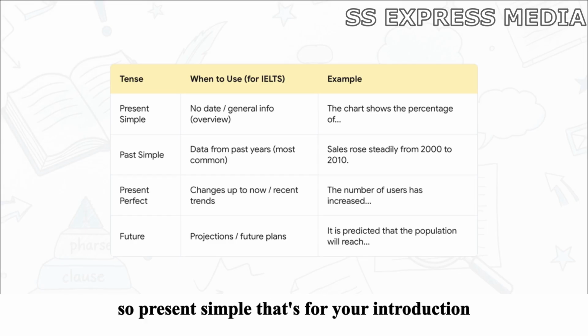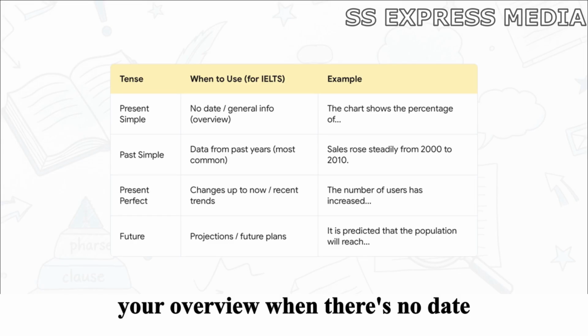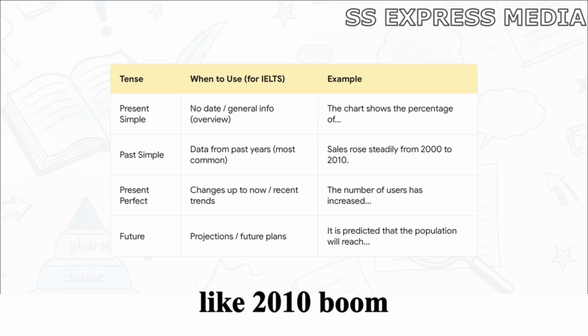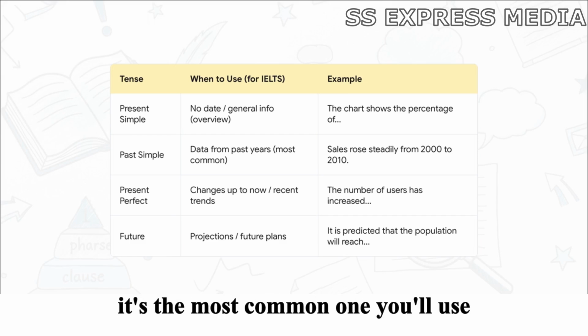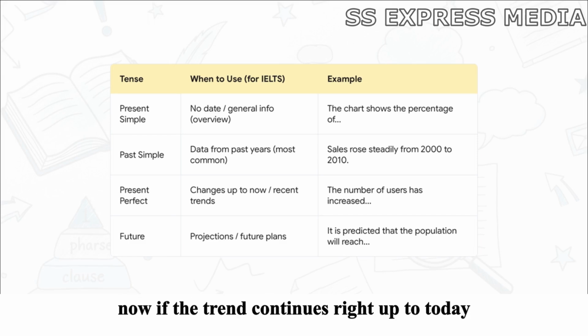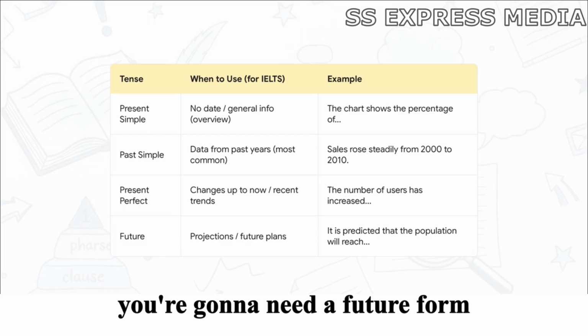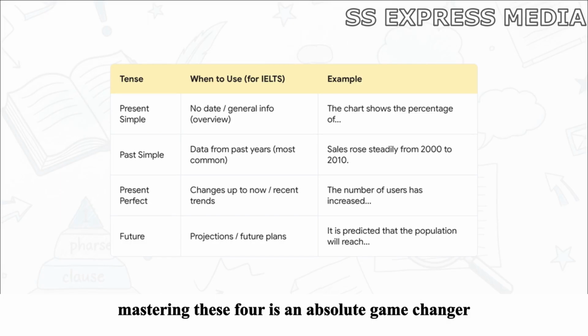So, present simple. That's for your introduction, your overview when there's no date. The chart shows. Easy. See past dates on the graph like 2010? Boom. Past simple is your best friend. It's the most common one you'll use. Now, if the trend continues right up to today, that's when you bring out the present perfect. The number has increased. And if the chart is making predictions about, say, 2050, you're going to need a future form. Mastering these 4 is an absolute game changer.